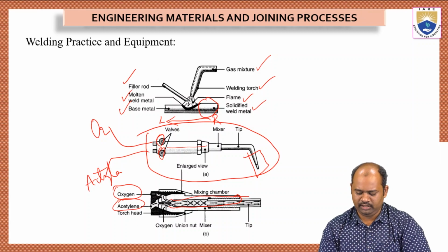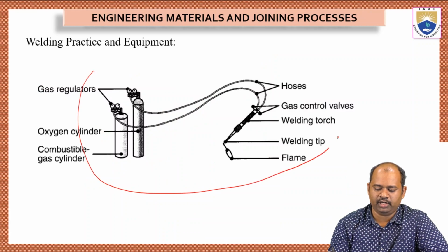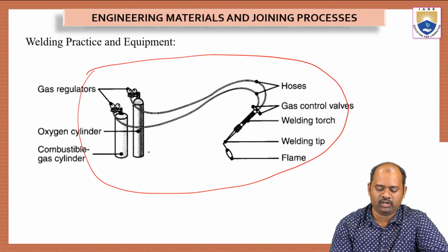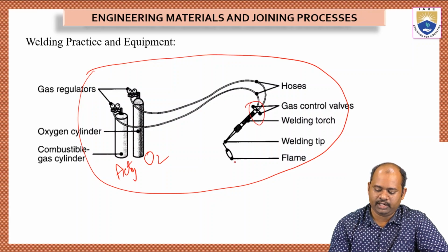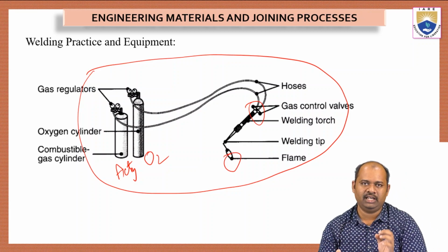And the rest of the thing, this is the entire equipment of the welding, that is gas welding. We have two cylinders, one cylinder contains oxygen and another cylinder contains acetylene. These two cylinders are connected to the welding torch, and at the tip of the welding torch we have a flame that is coming out.